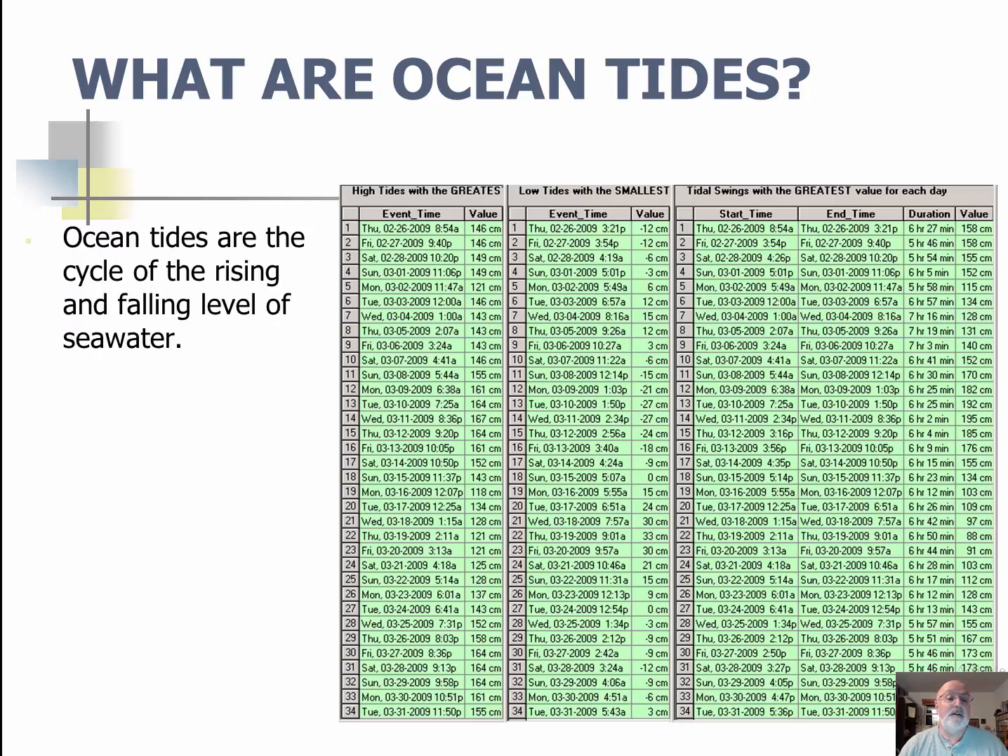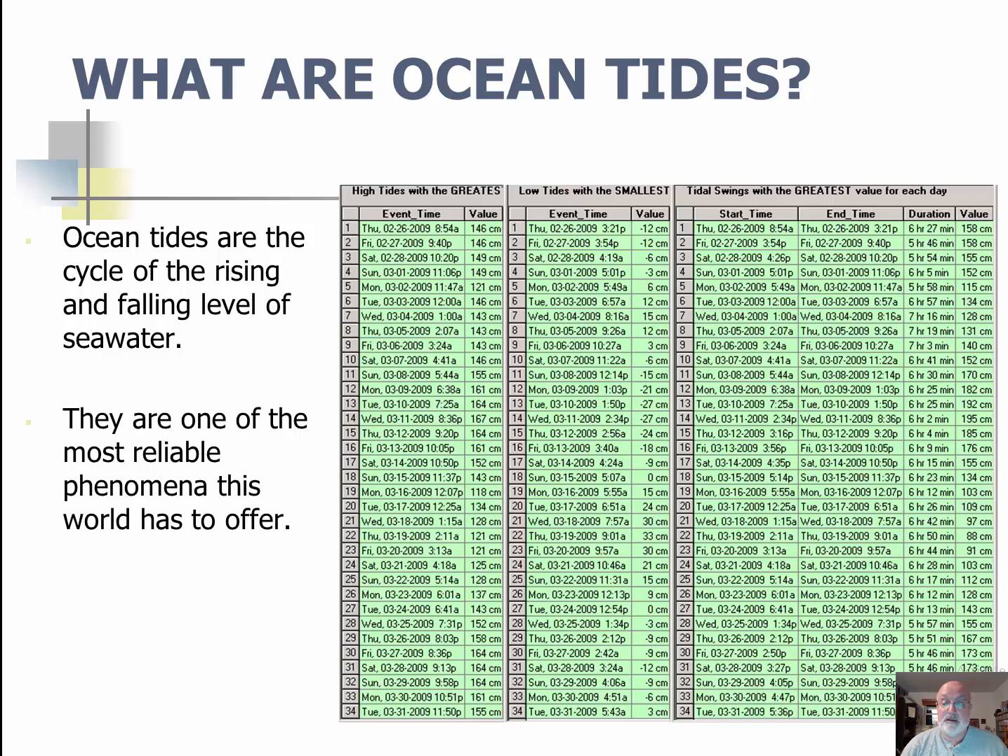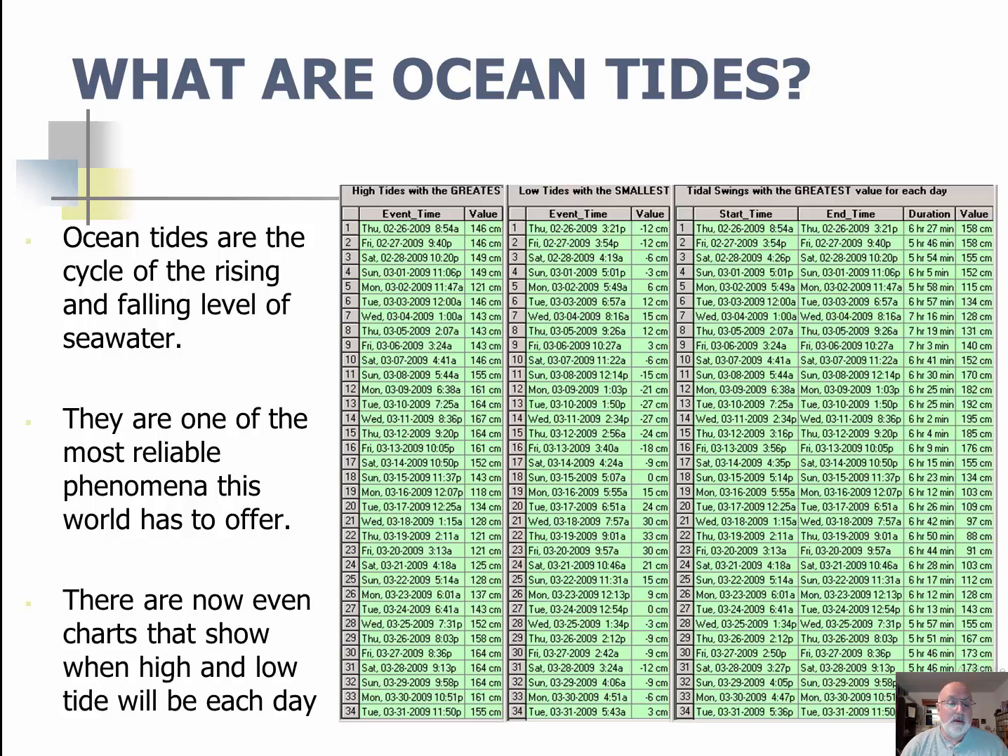What are ocean tides? Ocean tides are the cycle of rising and falling water and sea level. They tend to be one of the most reliable and predictable phenomena that we come across. In fact, you can probably find tide tables for the year 2116 if you look far enough. And we can now find charts showing the high tide and low tide for most locations on the planet.